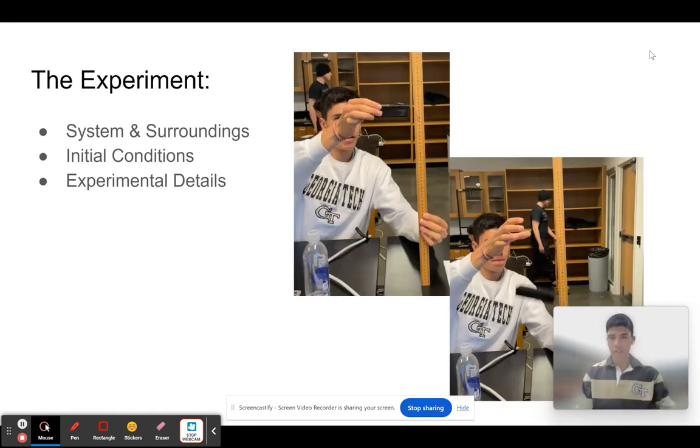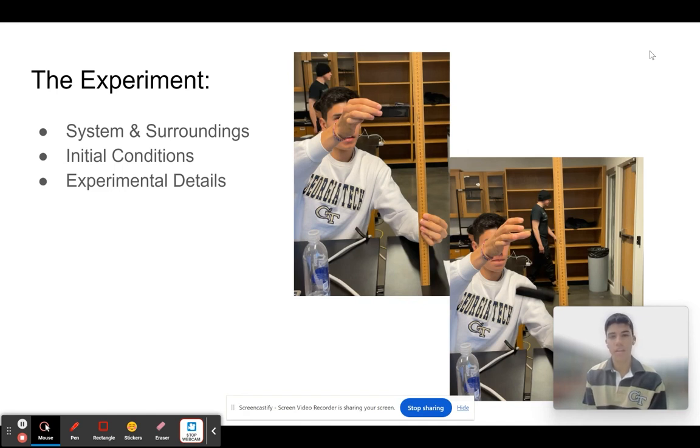So the experiment. First of all, the system is just the black eraser that I used. I dropped it. And then the surroundings is everything else, that being the air, basically anything that's going to come into contact with the eraser, which for all intents and purposes is just the air. The initial conditions are the eraser the second it's been let go, where no forces are acting on it besides gravity and drag. It is at rest in that moment.